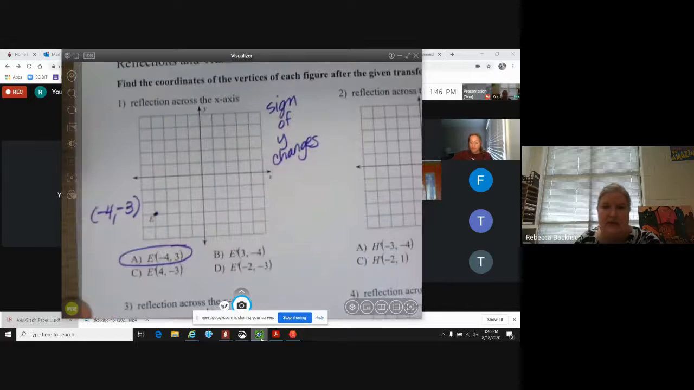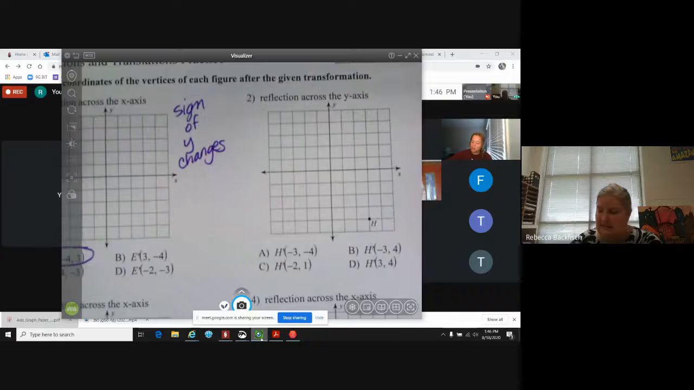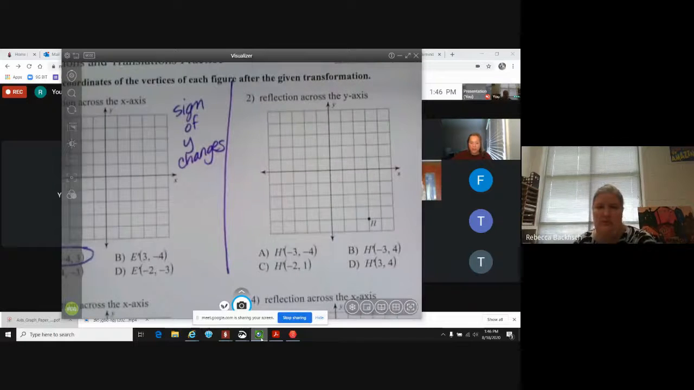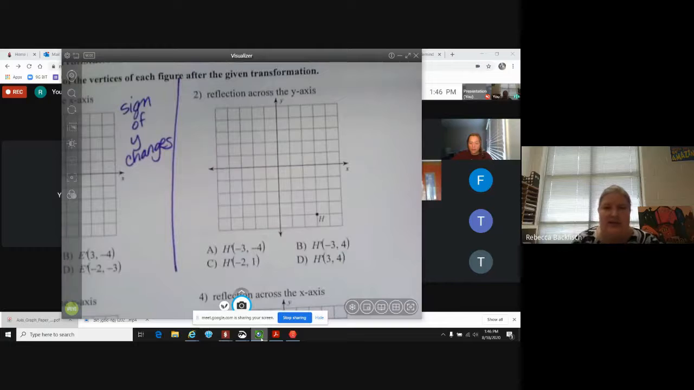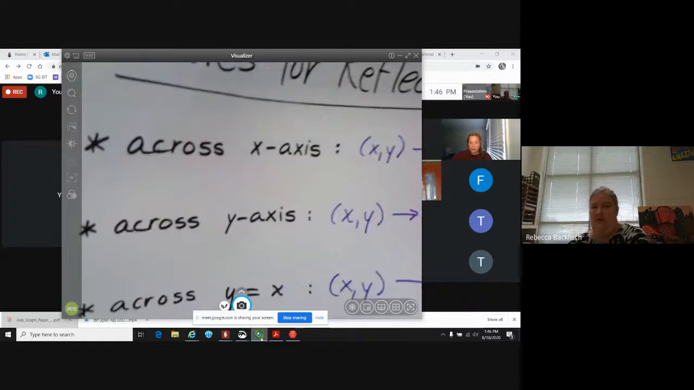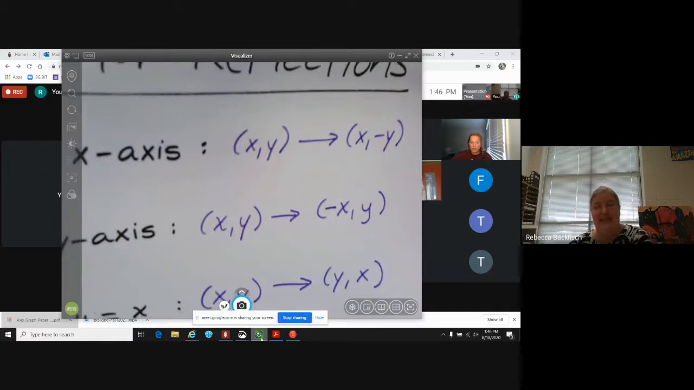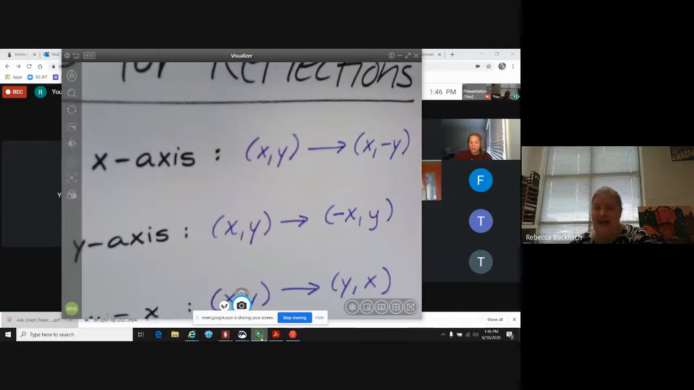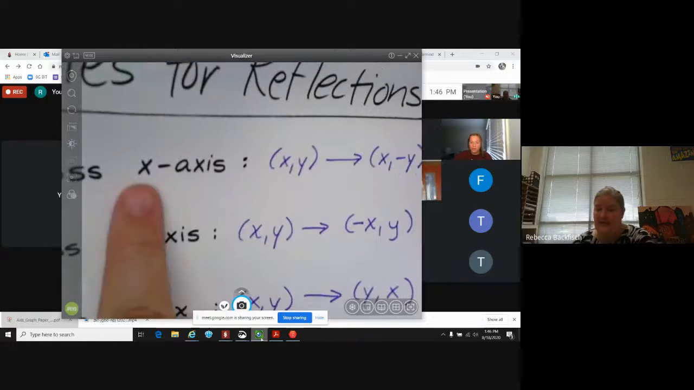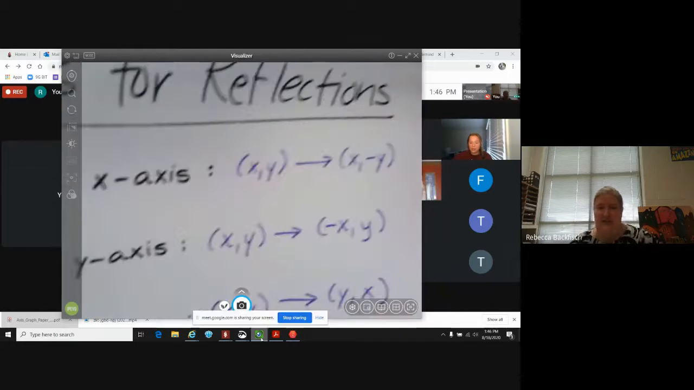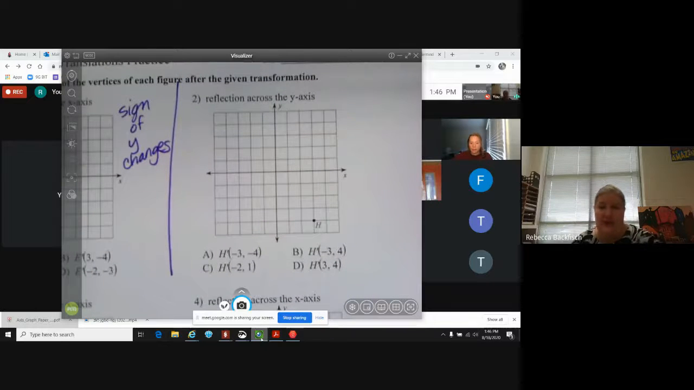Okay. Next one is reflection across the y-axis. When we reflect across the y-axis, which sign is going to change? Is it the sign of the x or the sign of the y? Across the y-axis, it's going to be the sign of the x. So it's basically the other one. If you go across the y-axis, the sign of x changes. If you go across the x-axis, it's the sign of the y that changes. Okay, so we're going to change the sign of x here. So first we have to figure out the coordinates and then change the sign of x.